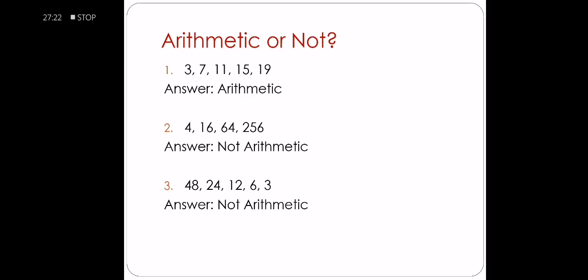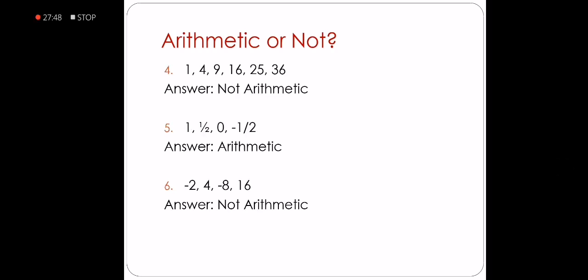In number 3, 48, 24, 12, 6, and 3. Of course, this is also not an arithmetic sequence. Why? Kasi wala naman siyang common difference. And as you notice, yung pattern natin na sinusunod ay yung term divided by 2. 48 divided by 2 is 24, divided by 2 is 12, divided by 2 is 6, and divided by 2 is 3. So, hindi siya arithmetic sequence.